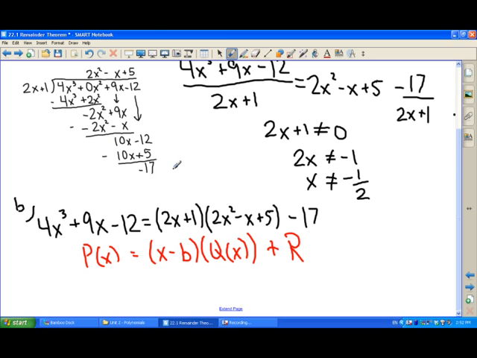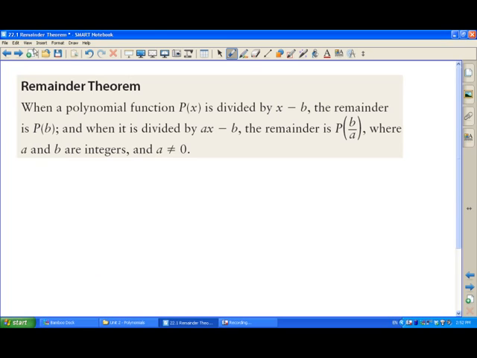Okay, and this leads us to an interesting point, or our theorem of the day, the remainder theorem. If I have a polynomial p of x, and I divide it by this factor of x minus b, then the remainder would be the polynomial evaluated at b. And likewise, if I have a divisor that's a little bit more complicated, that has a coefficient in front of x, the remainder would be the polynomial evaluated at b over a.